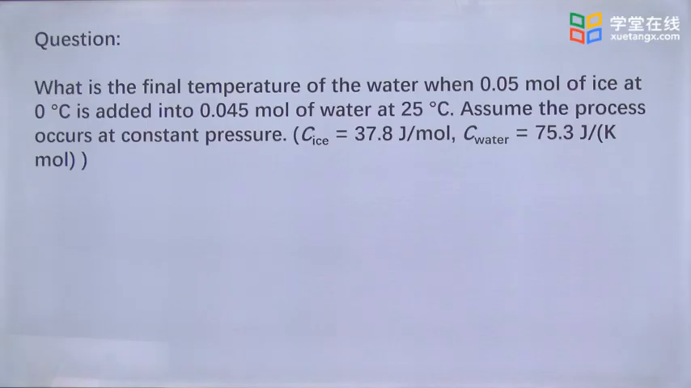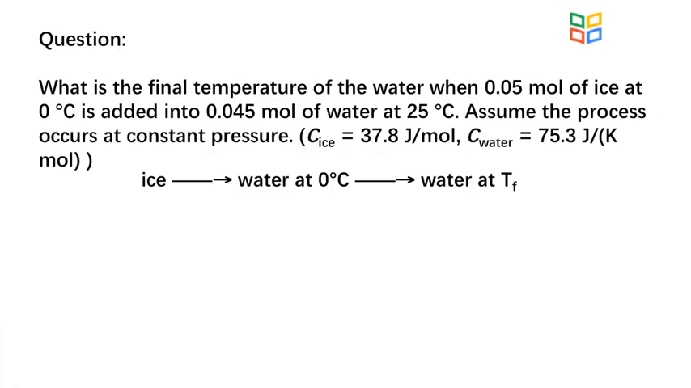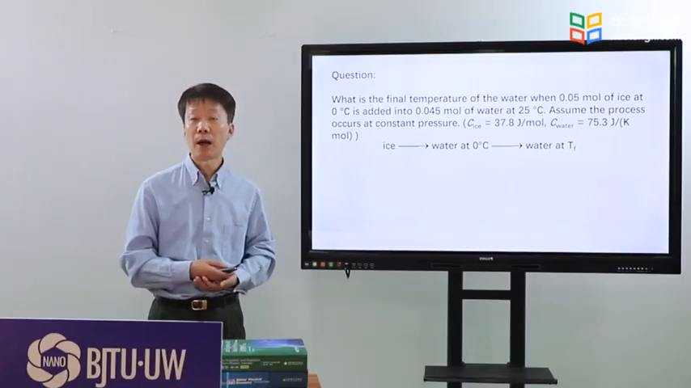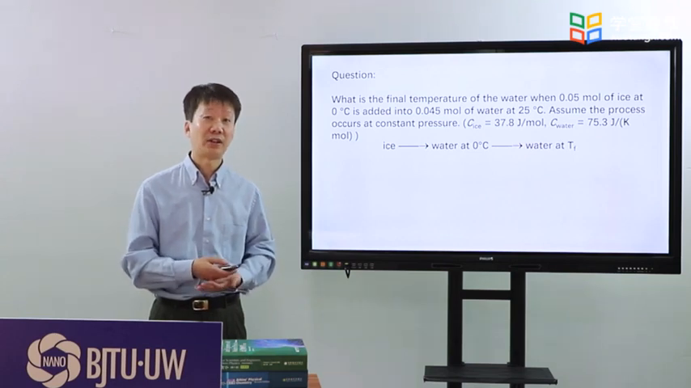What is the final temperature of water when 0.05 moles of ice at 0 degrees C is added into 0.045 moles of water at 25 degrees C, assuming the process occurs at a constant pressure? In this process, ice will absorb heat to become liquid water at 0 degrees C. We say phase change from solid to liquid. Then the liquid at 0 degrees will further absorb more heat to warm up till the temperature is the same as the water bath at T final.